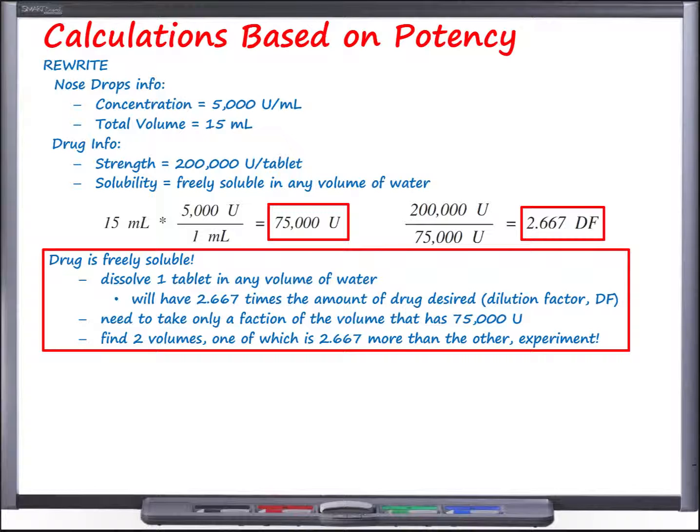I have no idea what volumes to use. Let's just experiment. Remain calm. Let's just try a couple of numbers and see if we can come up with something that works.